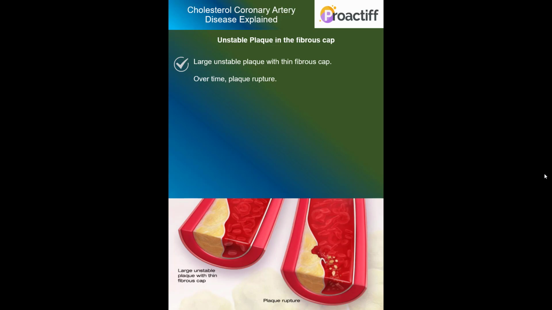What is unstable plaque in the fibrous cap? This large unstable plaque is basically a thin fibrous cap, and this formation over time could lead to more and more plaque buildup around the inner arteries, and thereby narrowing of the arteries for normal blood flow. And because oxygen-rich blood is not flowing through, it would have an adverse impact and create a medical condition.